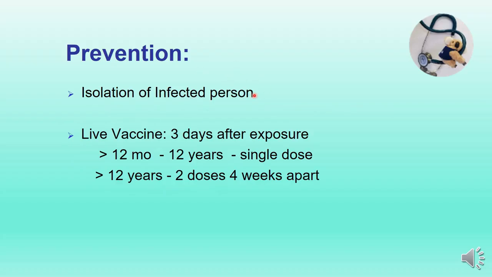Come to prevention. First, isolation of the infected person so that the infection does not spread. Number 2, give vaccines. Within 3 days after the exposure, you need to give vaccines to the contacts. For children more than 12 months to 12 years old, a single dose of vaccine is available. For more than 12 years, you need to give 2 doses 4 weeks apart.